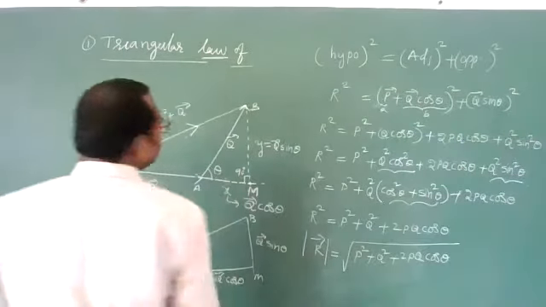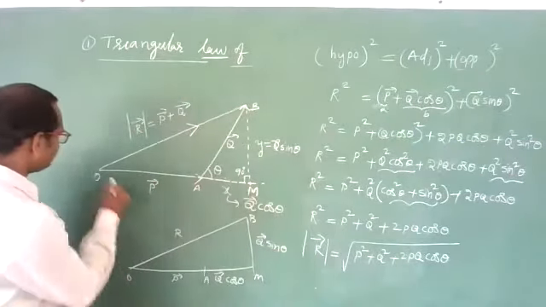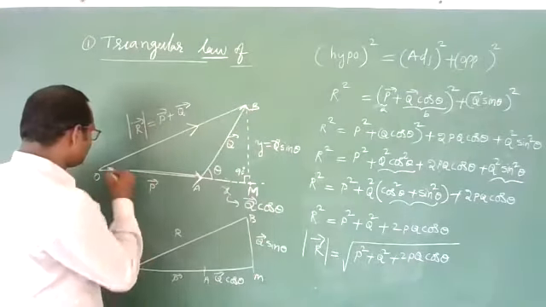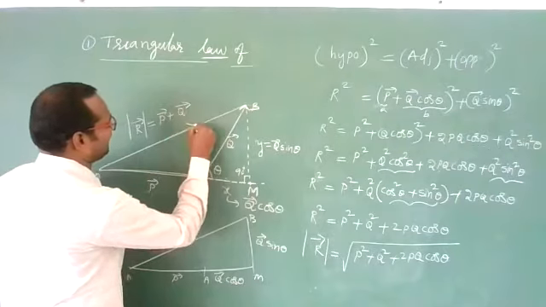Yes, how to find? Students, let us suppose this is our first vector, P bar. Now, this is your resultant vector, R bar.